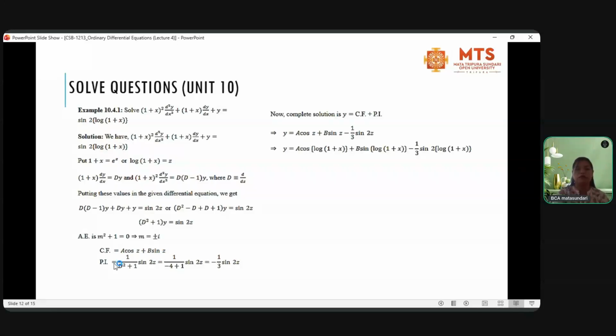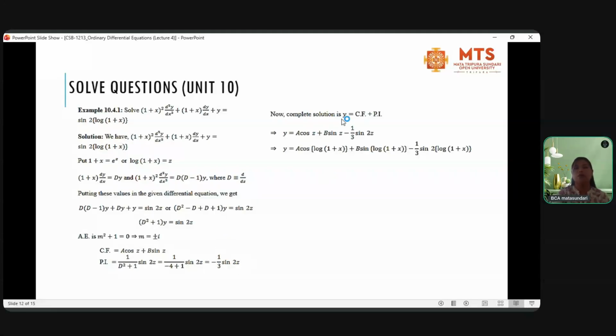You know PI means 1 by D square plus 1. If it is cos z, then what will be the value? We have converted this cos into sine. Then we'll substitute the value again here: minus 4, the square of 2 means 4. And what is the answer? Minus 1 by 3 sine 2z.